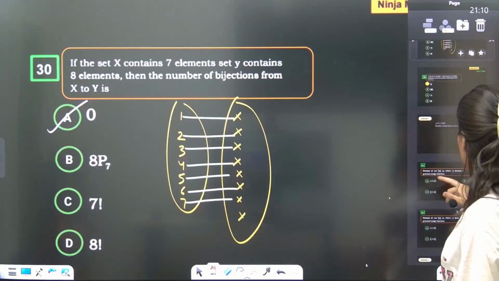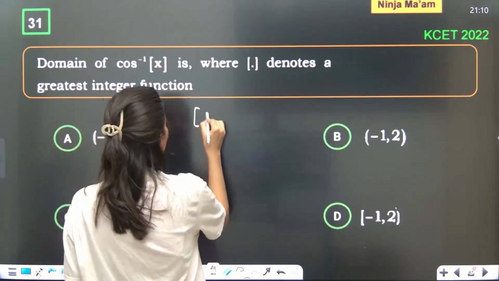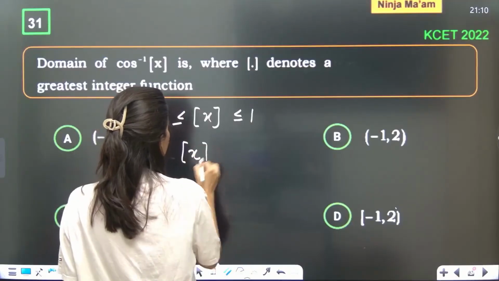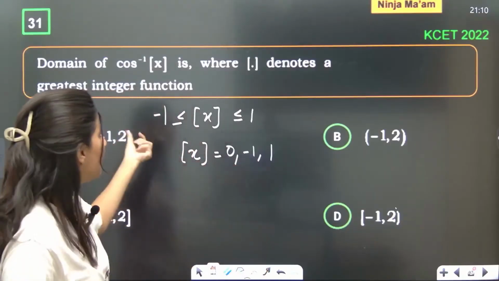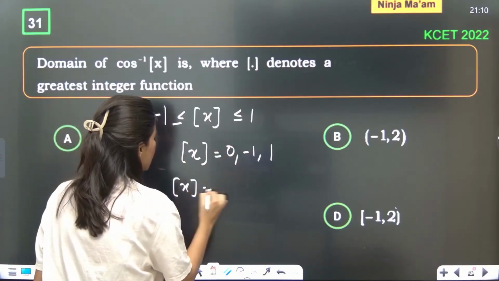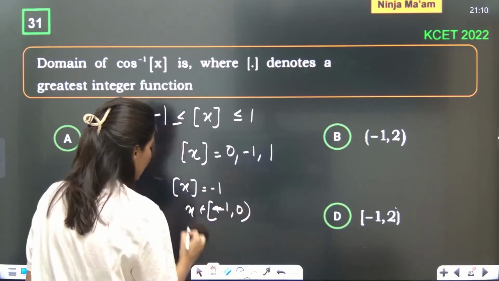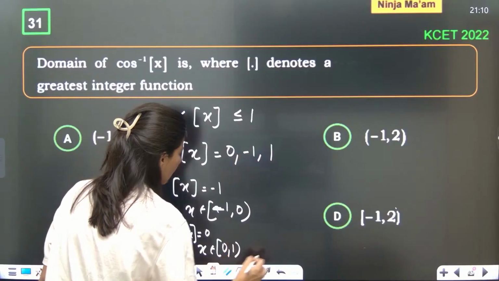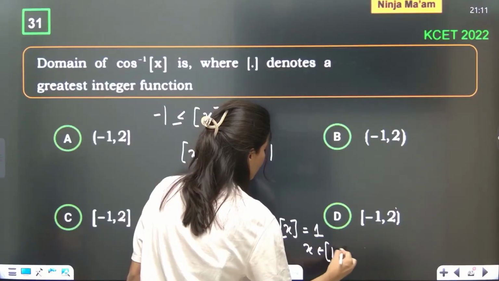Okay. Next question. Domain of cos inverse of [x]. So we know that [x] should lie between -1 and 1. That means your [x] will have only 3 values, because [x] takes integral values. So between -1 and 1, how many integral values do you have? 3. So if [x] is equal to -1, x belongs to [-1, 0). If [x] is 0, then x belongs to [0, 1). And if [x] is equal to 1, x belongs to [1, 2).